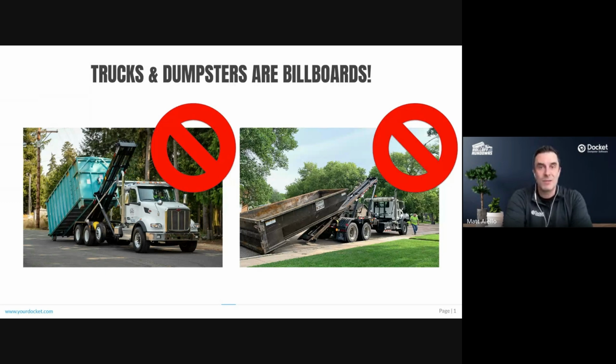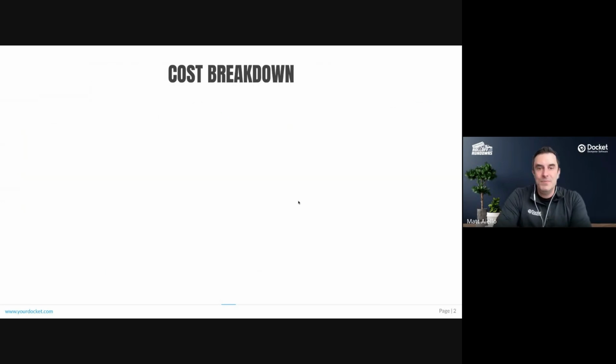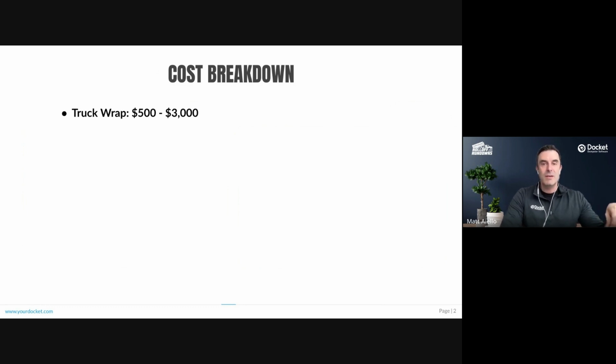So what does that investment look like? Let's break down some cost here. And granted, these costs are going to range pretty widely, so you'll have to look in your market. To wrap your truck, there are various ways you can do this. I've seen really elaborate truck wraps that are in the 3,000 plus range. But you can also just wrap your door with your logo and contact info. It varies. So $500 to $3,000 roughly.